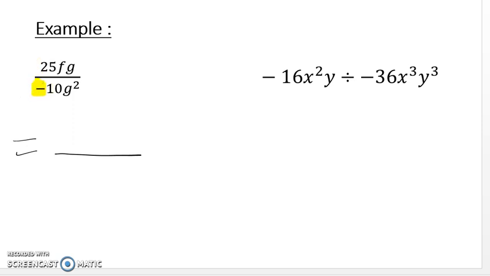I've got minus, love my colors, an F, and we have a G and a G squared. That makes it much easier for me. A negative and a positive makes a negative, and if you have a negative, it's really better that it goes in the numerator. We don't leave a minus sign in the denominator. Let's reduce 25 over 10. 5 goes into 25 5 times and into 10 twice. So we'll get 5 over 2.